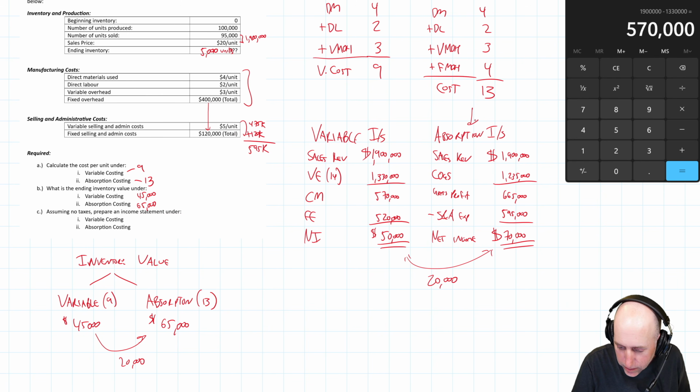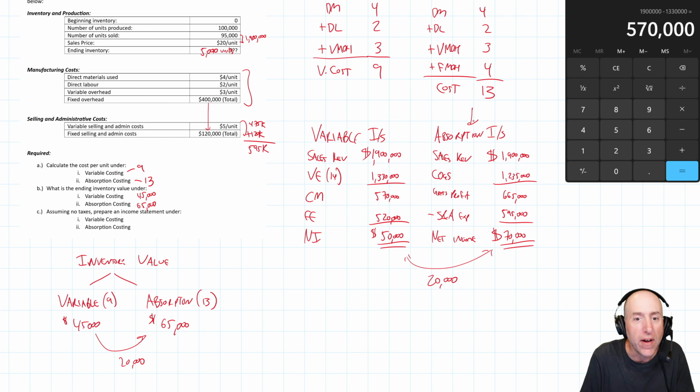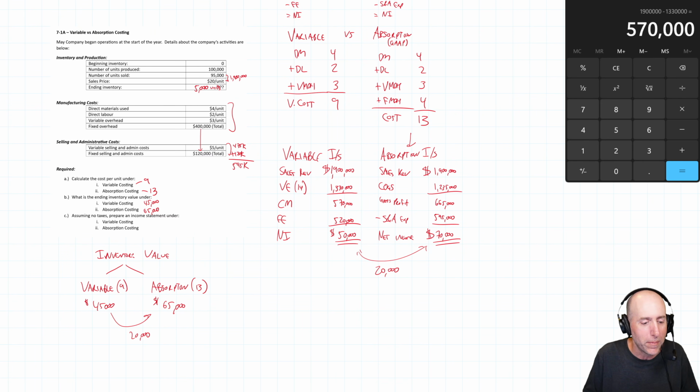Now, absorption is GAAP. Companies are required to do this for GAAP. Variable is something you would choose to do for management accounting. And why would you choose to do this? You know, we just went through all this. Why would I go to the effort? And the answer is so I can do things like break-even analysis and target profit analysis. A lot of analyses are only possible if you split your fixed and variable costs. So doesn't it make sense to do that here? And the answer is yes. That's why we do it in a typical intro management accounting class.